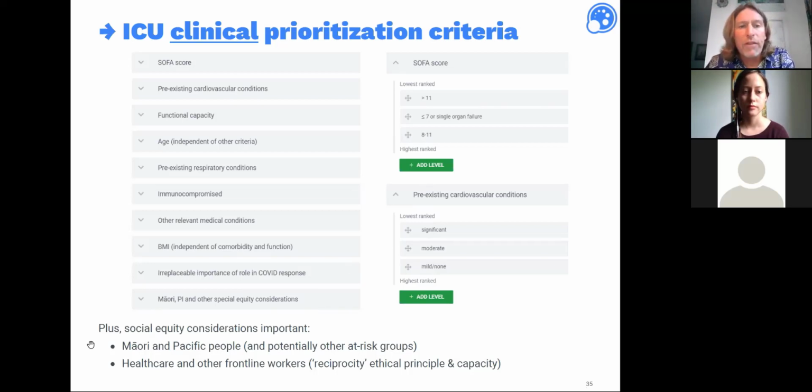But of course, other things aside from the clinical considerations are obviously important. So in particular, trying to look after some disadvantaged groups in New Zealand, Maori and Pacific people who are very much at risk of COVID, and other potential groups as well, but also thinking about frontline health workers who could get sick in their job, or just maintaining the capacity of the health system. We have to look after these people who are keeping the rest of us healthy. So that was a consideration as well.